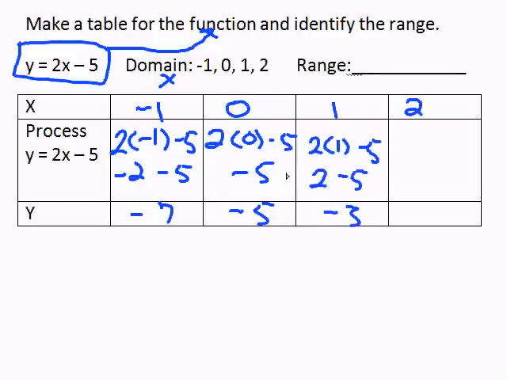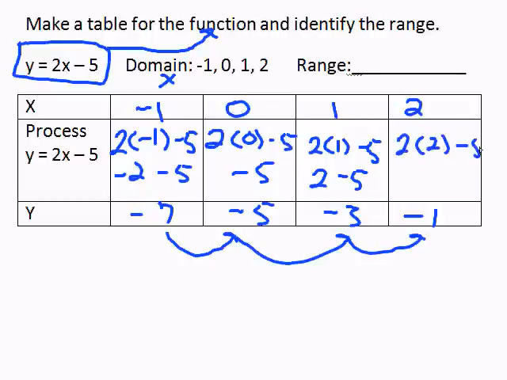If when you're filling out these tables you notice a pattern on the y's, because the x's are following the same pattern on top, x goes up by 1, so the y's are going up by 2, we can actually skip finding the process to find the y by just adding 2, negative 1. Or you can go and fill it out. 2 times 2 minus 5. 2 times 2 is 4, minus 5 is negative 1. So if x is 2, y is negative 1. Our range are our y values, negative 7, negative 5, negative 3, and negative 1.